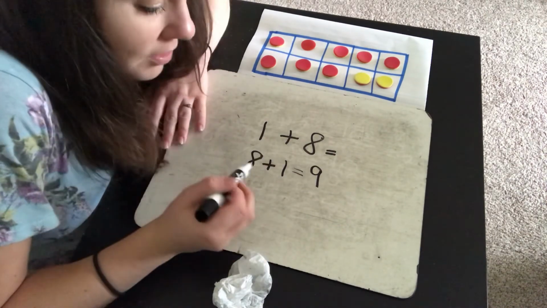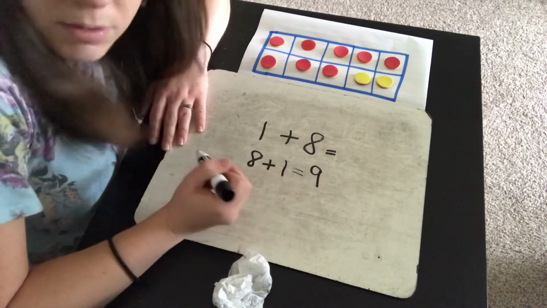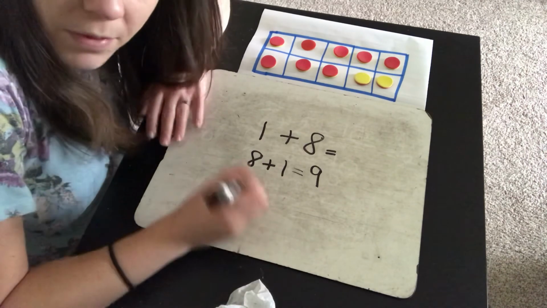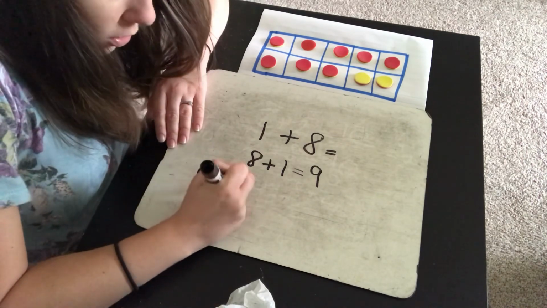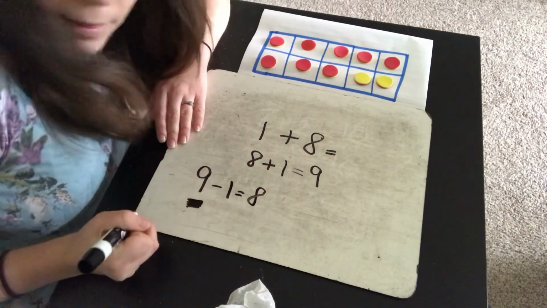So remember, with addition, you can use the commutative property to switch your addends. And with subtraction, you cannot switch the numbers that you're subtracting. But when you subtract, your largest number always has to be the first one in the problem.